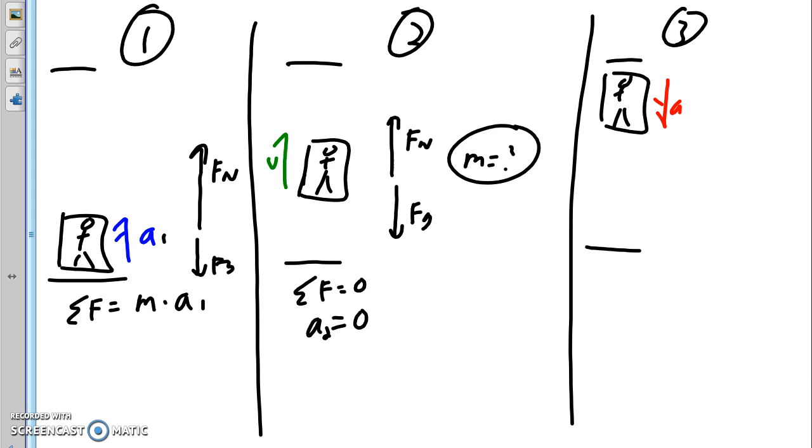On the third leg, we're accelerating downward, so the gravitational force, which again is constant, and the normal force must be smaller because we have a downward acceleration. This can be used to calculate A3.